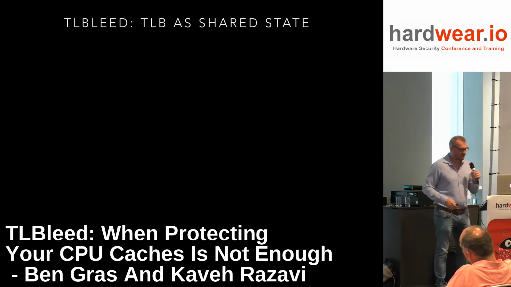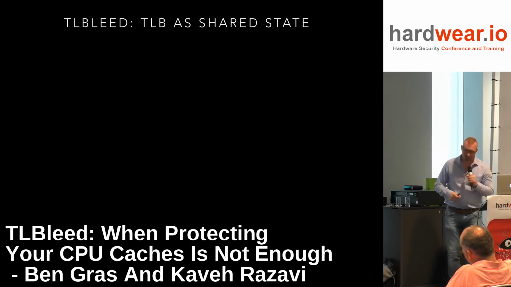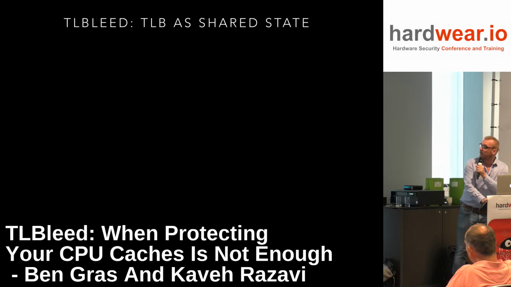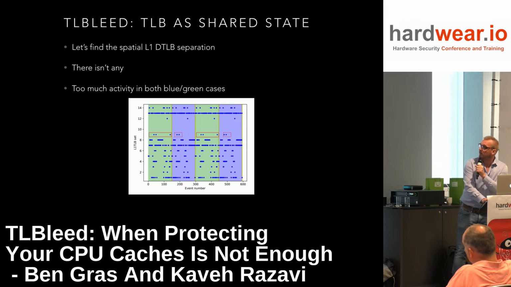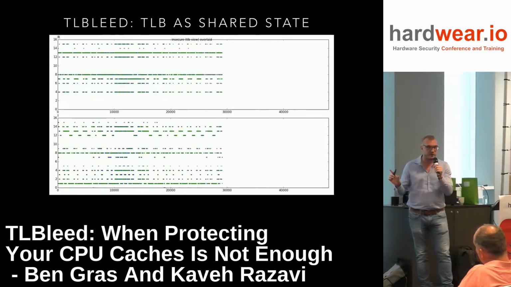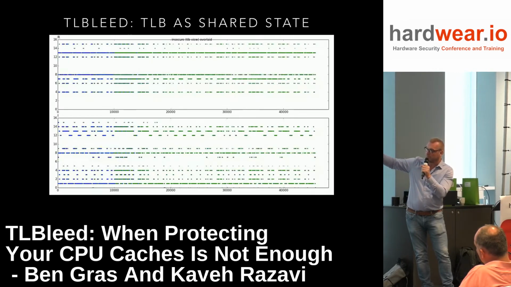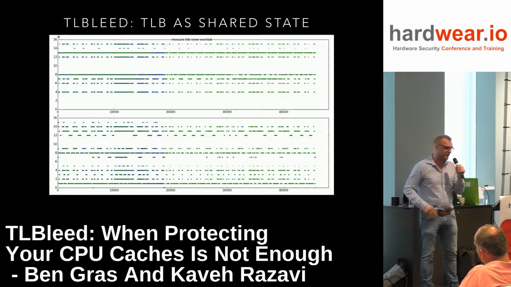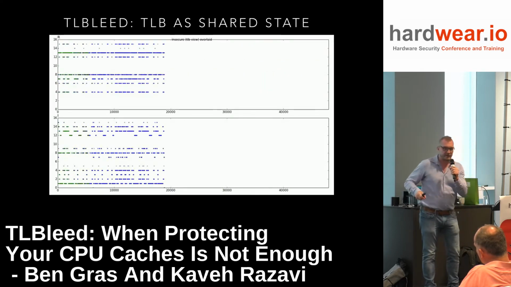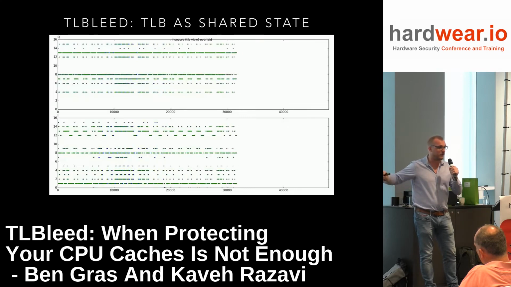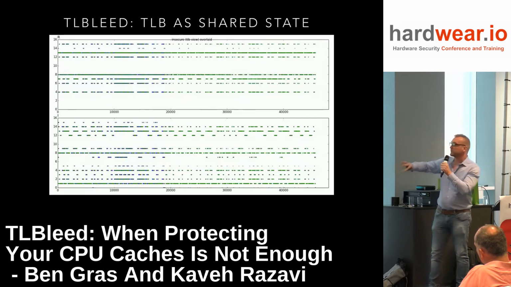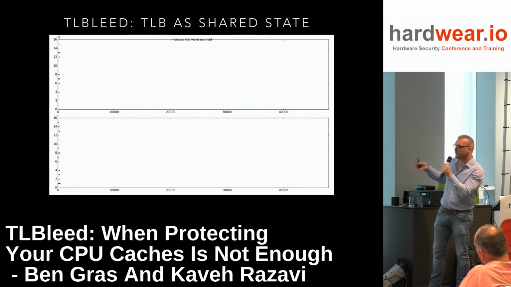So let's see a better simulation of that. This is a cache trace similar to the one Kaveh was showing you, but instead of the cache trace, it shows you the activity in TLB sets. So that means there are fewer of them. And the spatial granularity is much lower because in the cache we have 64 byte cache lines, but these are 4K pages. So we have much less information going for us.